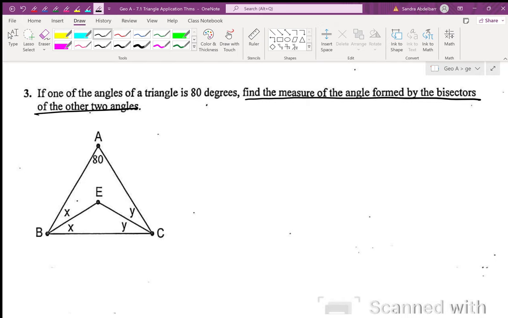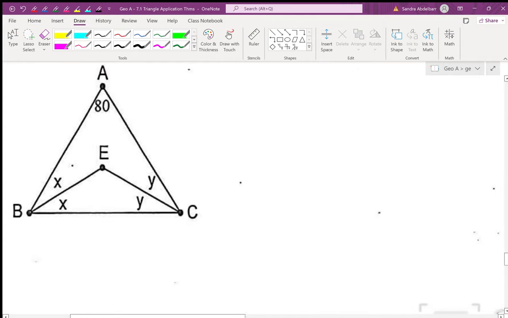So it says find the measure of the angle formed by the bisectors of the other two angles, which means I'm going to take angle B and bisect it. I'm going to take angle C and bisect it. And then I'm going to join these two bisectors to make an angle. Now, when you bisect an angle, you get two congruent angles. So these two angles are congruent.